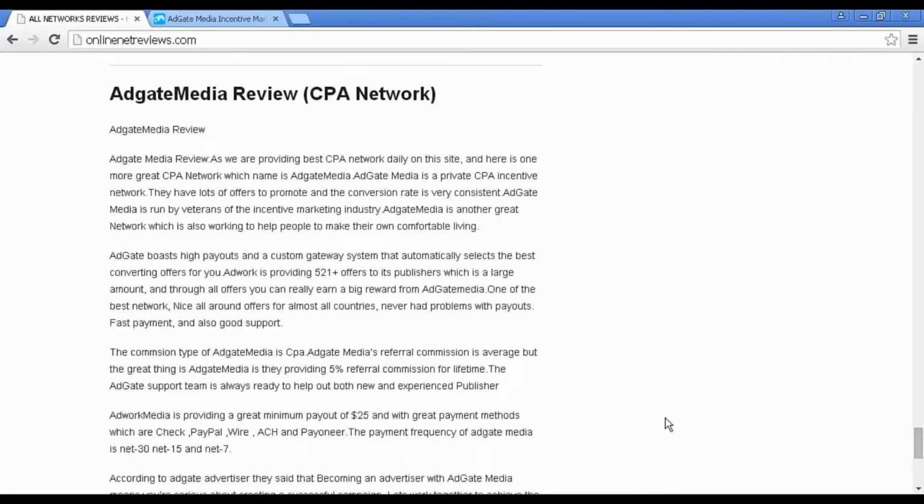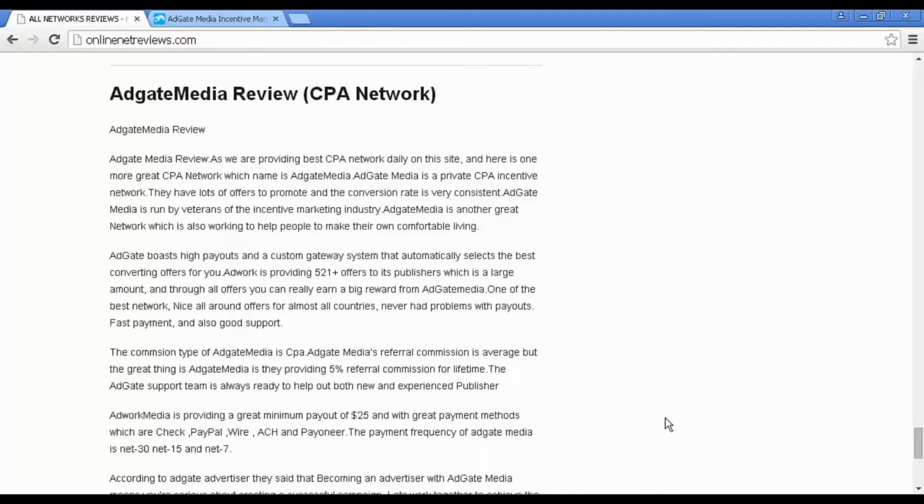As we are providing best CPA network daily on this site, and here is one more great CPA network which name is AdGate Media. AdGate Media is a private CPA incentive network. They have lots of offers to promote and the conversion rate is very consistent. AdGate Media is run by veterans of the incentive marketing industry. AdGate Media is another great network which is also working to help people to make their own comfortable living.